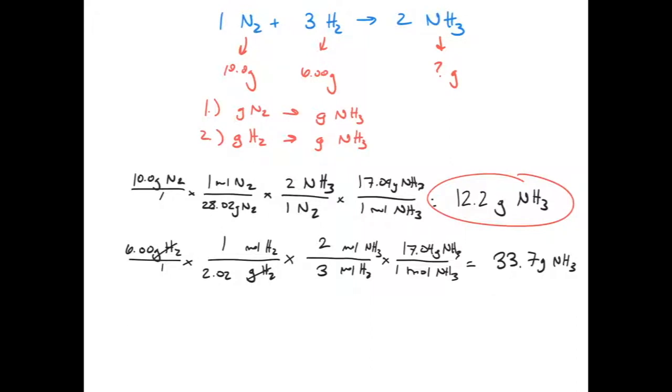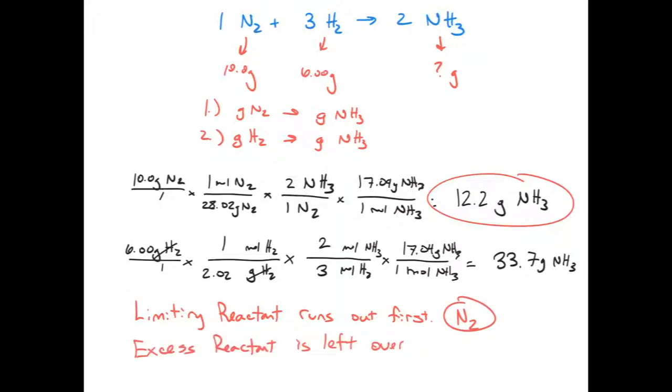In a limiting reactant problem, the limiting reactant is the one that runs out first. And in this case, the limiting reactant is the one that produces the lesser of the two answers. So the answer is 10.2 grams, 10 grams of N2 is my limiting reactant, or just say N2 is limiting. Now the other reactant is known as the excess reactant. The reason that it's called the excess reactant is because excess means extra, so it's the one that doesn't run out. In this case, it's the H2 that is the excess reactant.